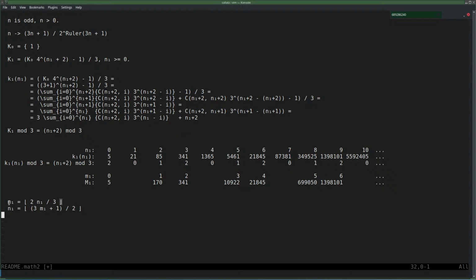So if you enumerate over M1, you can just pick any M1. So let's say we take this 5 here. Then 3 times 5 is 15, plus 1 is 16, divided by 2 is 8. Don't have to round that down. It's just 8. So we can find the corresponding N1 if we have to. That in turn means that now we can even write a formula for M1.